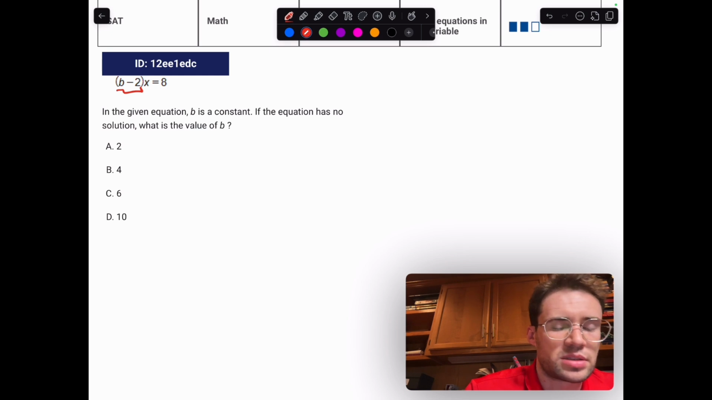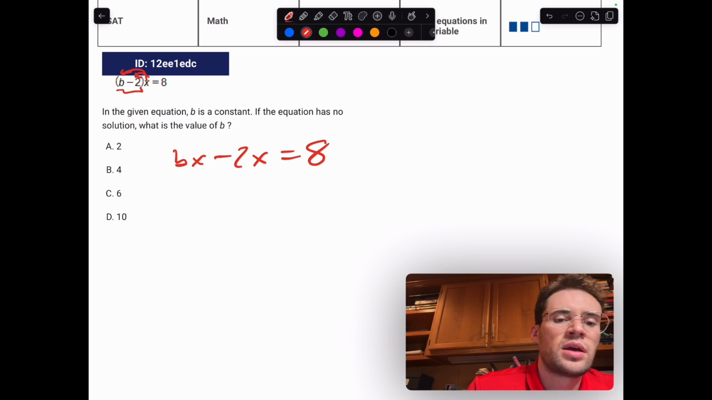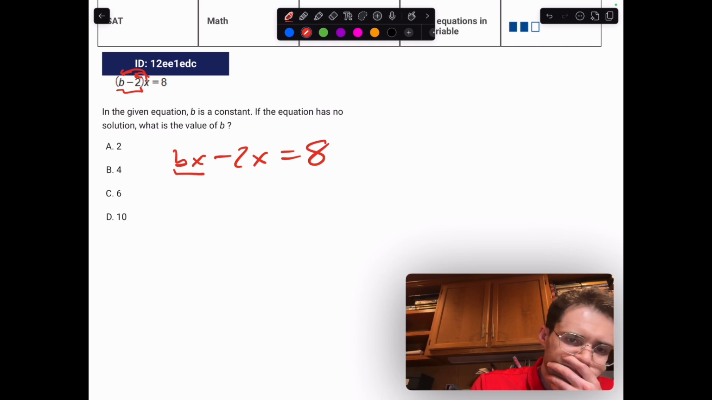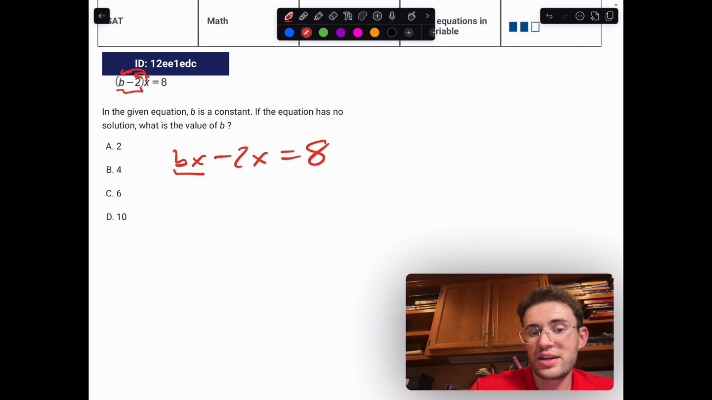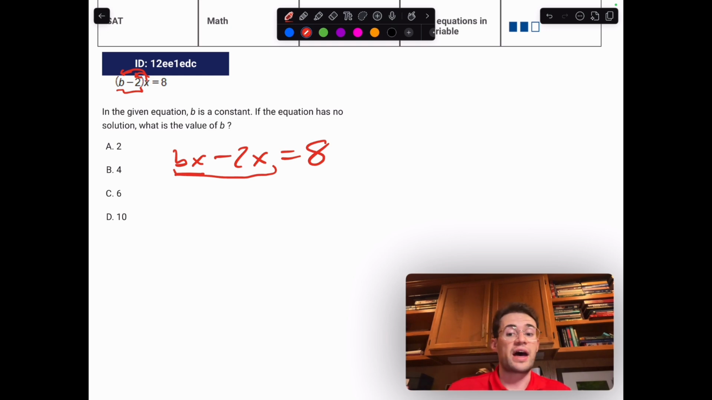I can just distribute it to prove that point. If you distribute the x to both of these, you'd get bx minus 2x equals 8. As long as the x's don't cancel out, then if you have x on one side and a constant on the other side, there will be one value that makes that true. And there's no way to make it infinitely many for this one, I don't think, because you can't get 8 equals 8.